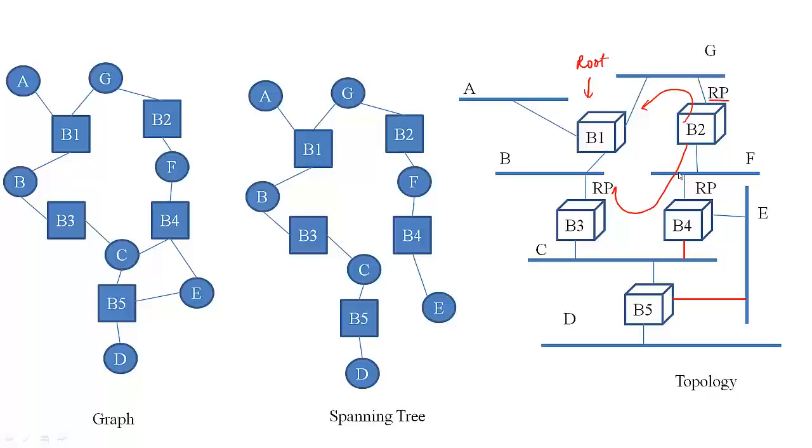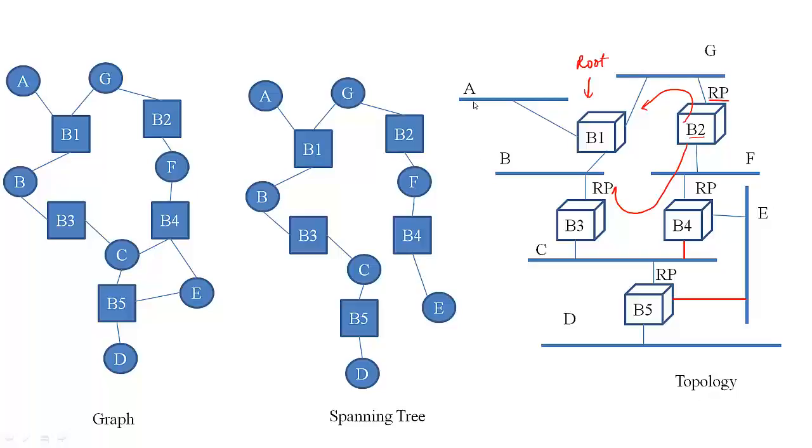This one, because there are now two paths, one can go via B2 B1, another can go via B3 B1, but between these two paths, B2 has a smaller ID, so you choose this. Similarly for B5, this is the root port. Now let's look at the designated port.